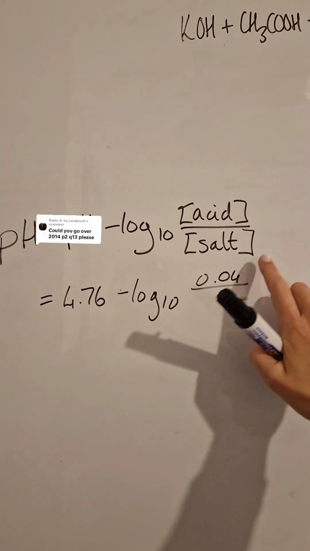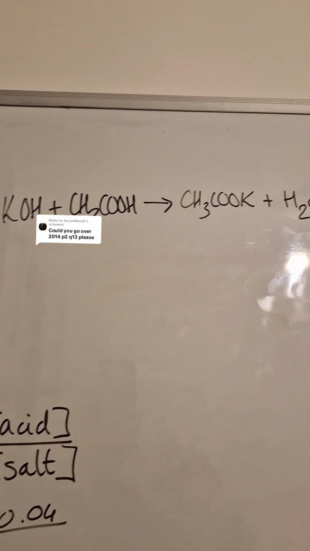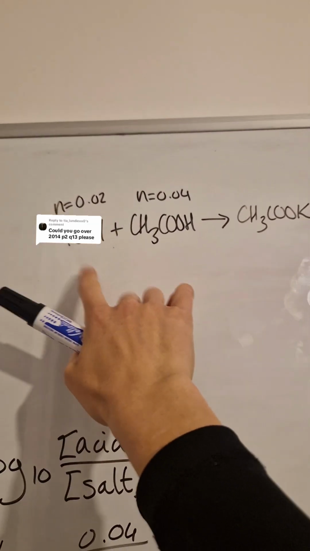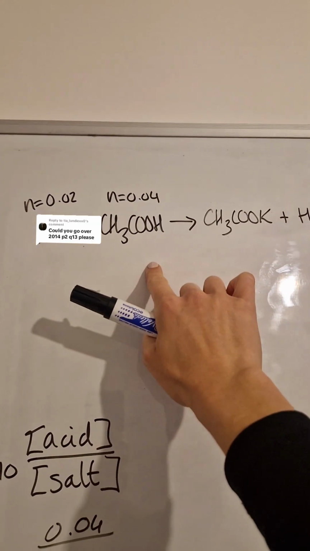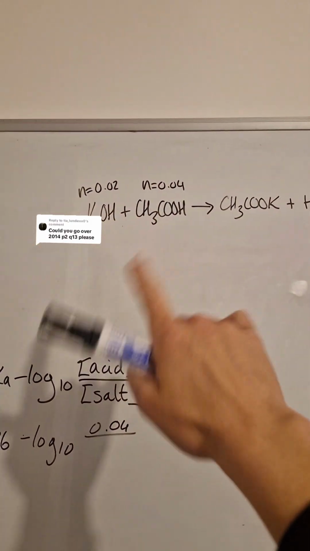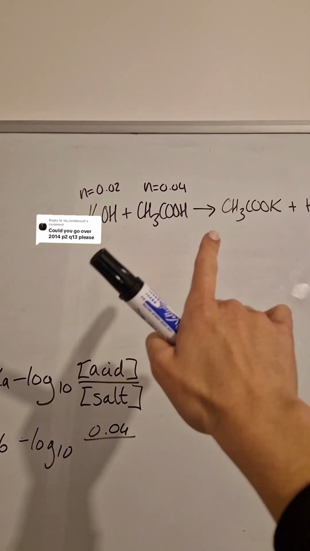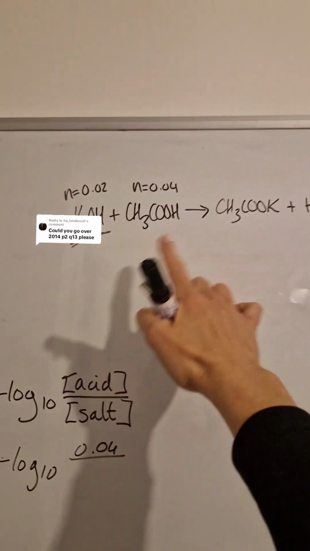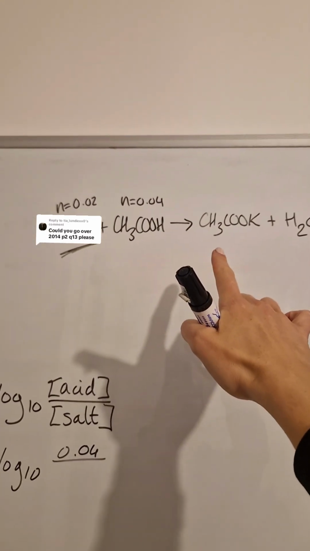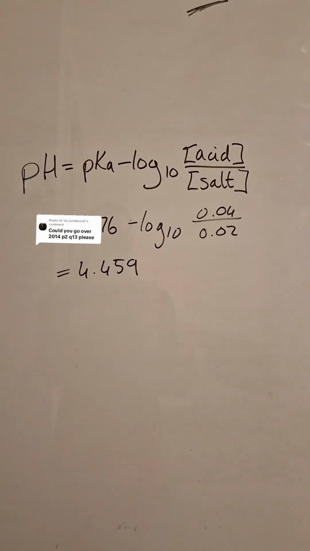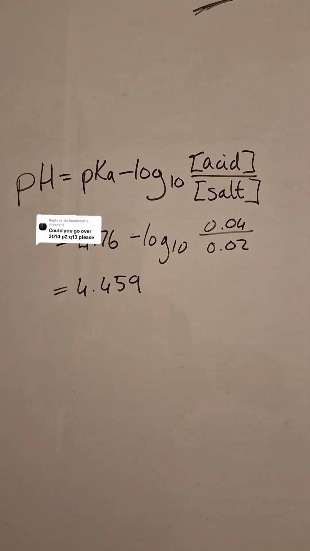Now we just need to work out how many moles of salt we made. I've jotted down the balanced equation here. So remember, we had 0.02 moles of the potassium hydroxide and 0.04 moles of the ethanoic acid. Doing a wee limiting and excess comparison, which is quite easy here because it's a 1-to-1 ratio, that means this is your limiting reagent, which means you're only going to produce 0.02 moles of the salt. So then we can put our 0.02 moles here, and that gives us a pH of 4.459.